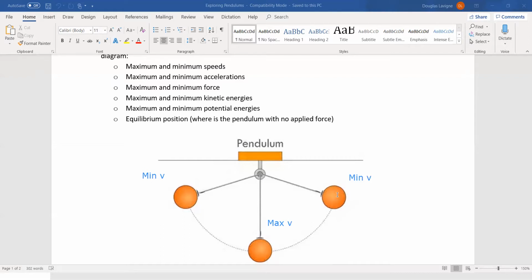We could do this rotationally. We could say, hey, here's an axis of rotation at the center where the pendulum is connected, and it's describing part of a circle. So we could start looking at it in terms of some rotational quantities.